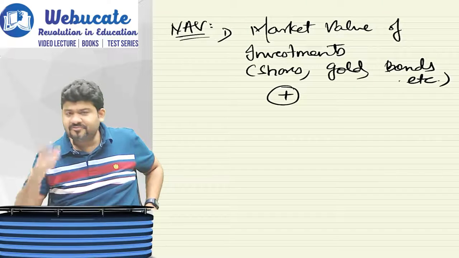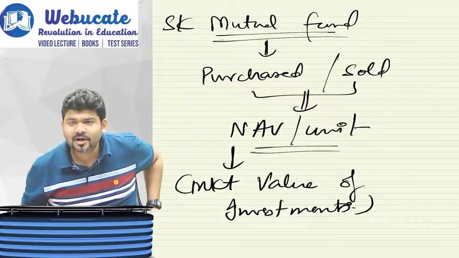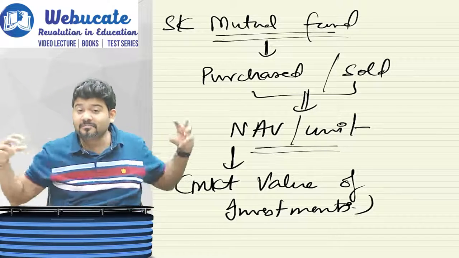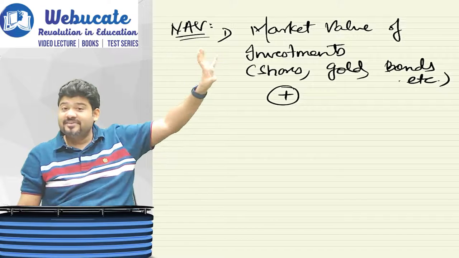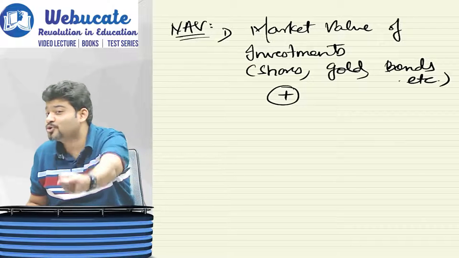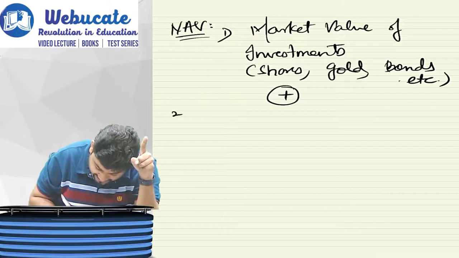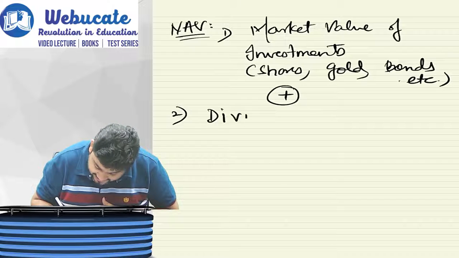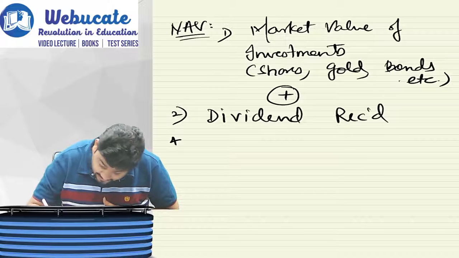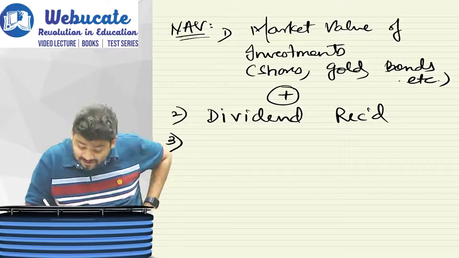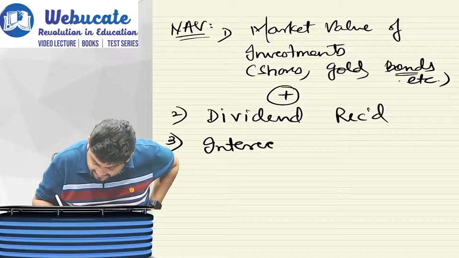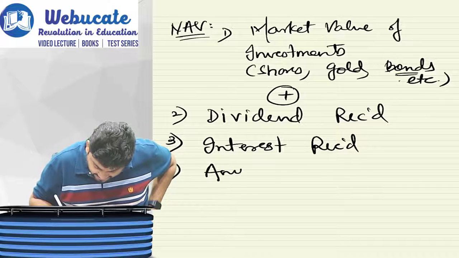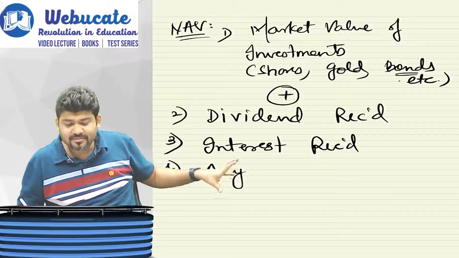Plus, suppose you came to me and purchased the mutual fund on 1st of December, and after 5 years you come to redeem it. In between, the market value of shares, gold, bonds, whatever I've invested would increase, but at the same time these shares would have also earned some dividend. Whom does it belong to? Obviously, the dividend belongs to the unit holder. So I will also add your dividend received. It is very much possible that during this time interest would have been earned on investments like bonds, so interest received. Are we understanding, guys? Right? Any other miscellaneous income through gold, through anything, everything will become a part of this.